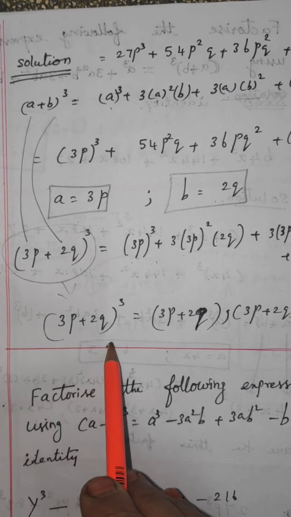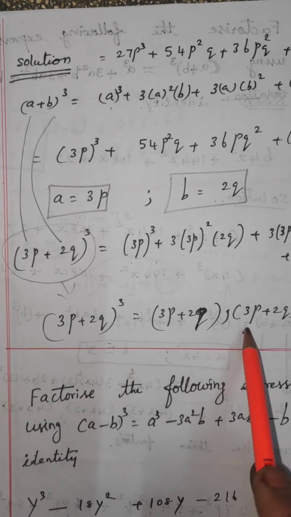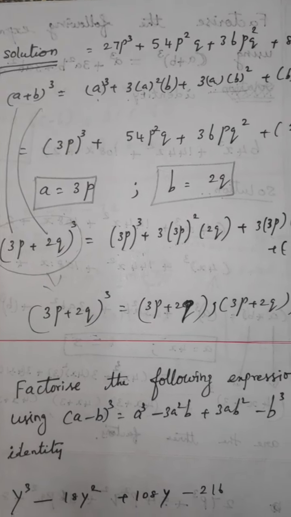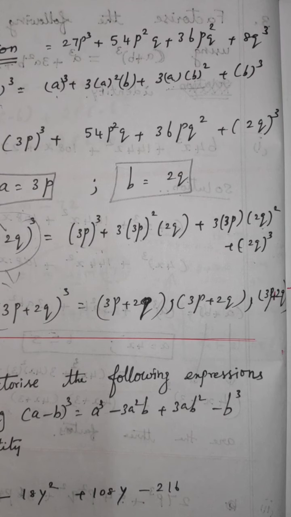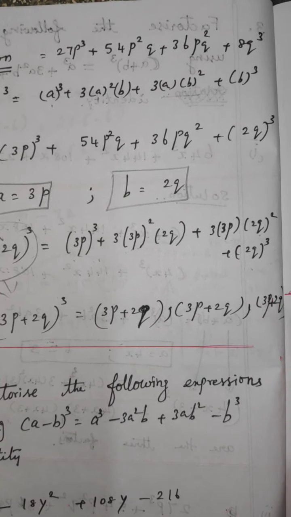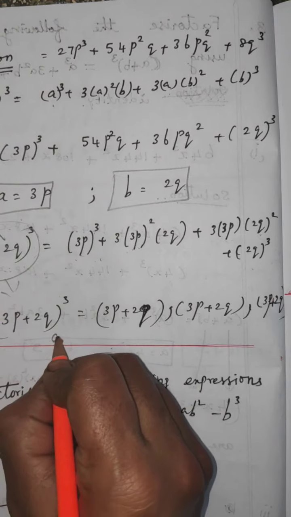So (3p plus 2q) whole cube is equal to, how many times expand that? 3 times. (3p plus 2q) into (3p plus 2q), (3p plus 2q). Write the answer. These are the 3 factors.